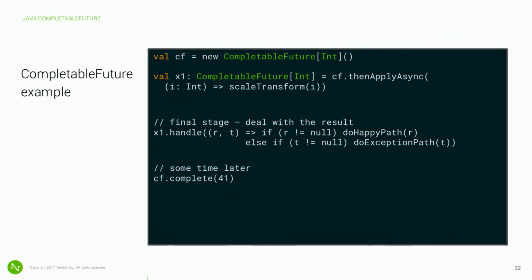And then this CompletableFuture behaves like a promise as well, so at some point later I can complete that. And then anybody who's got a handler registered will have it fired.